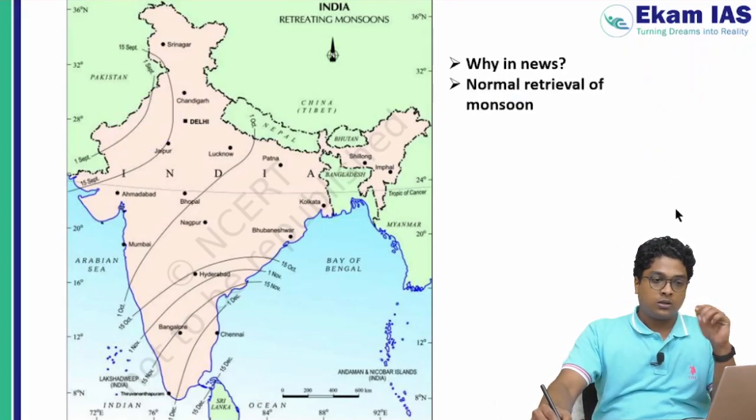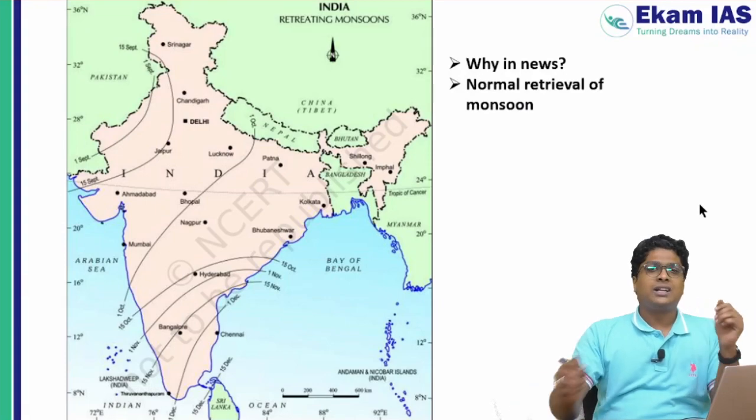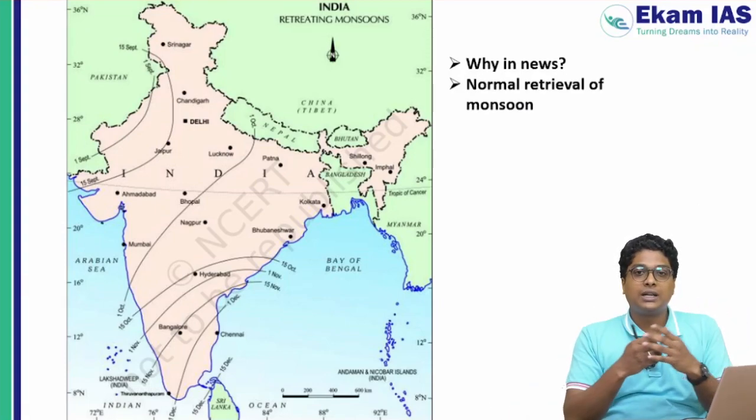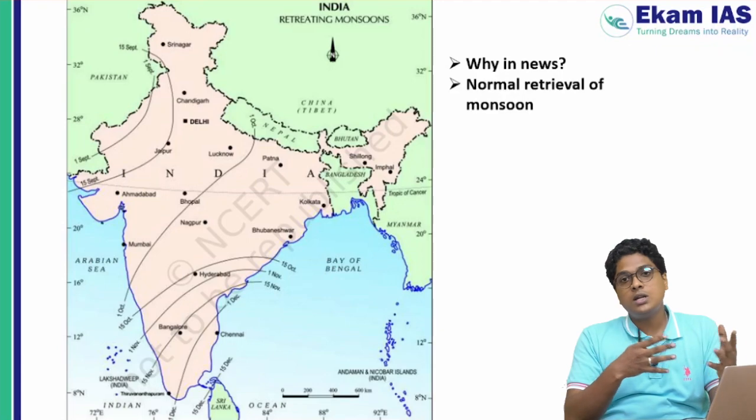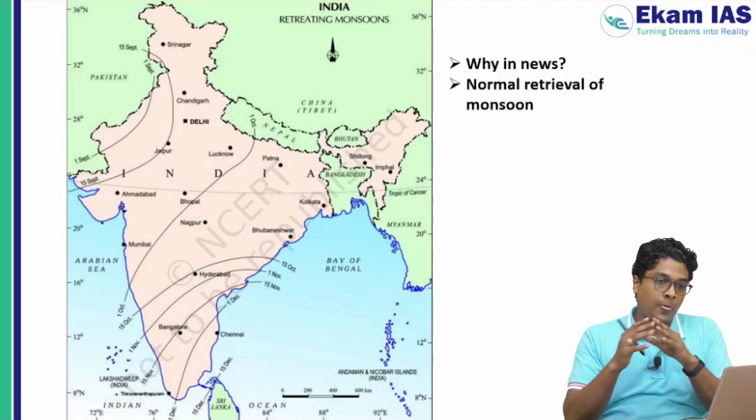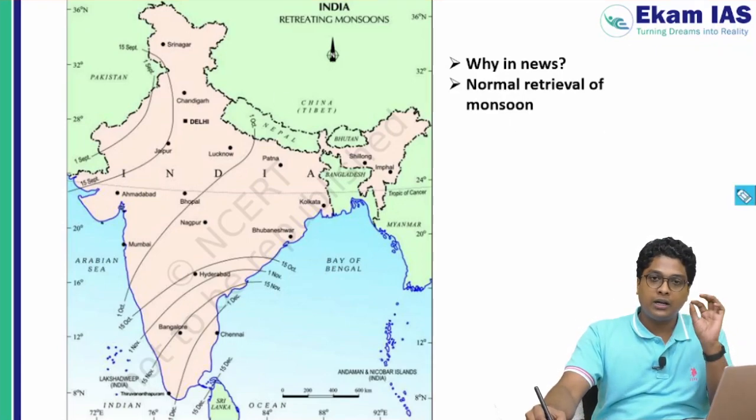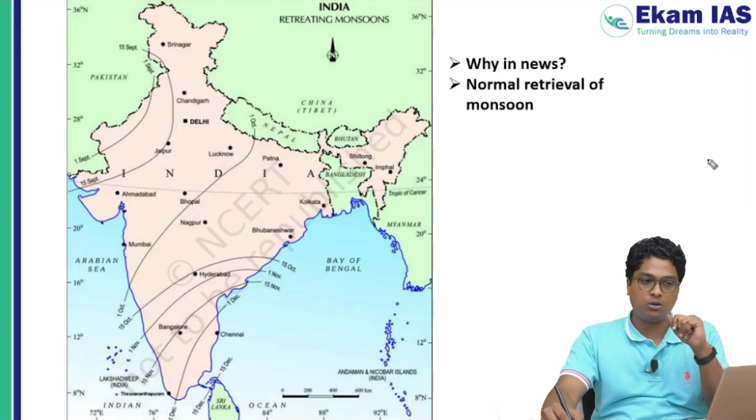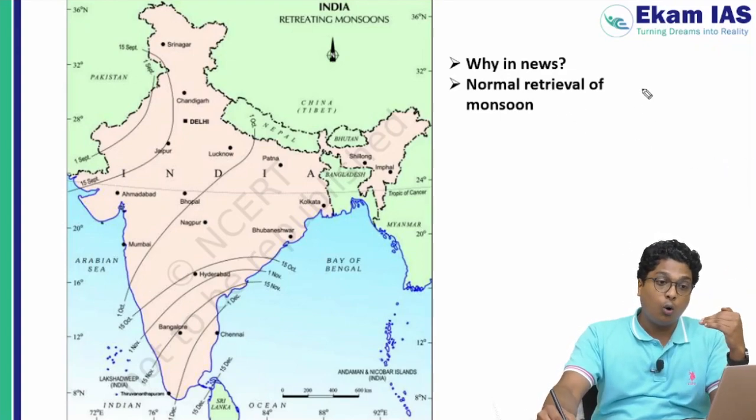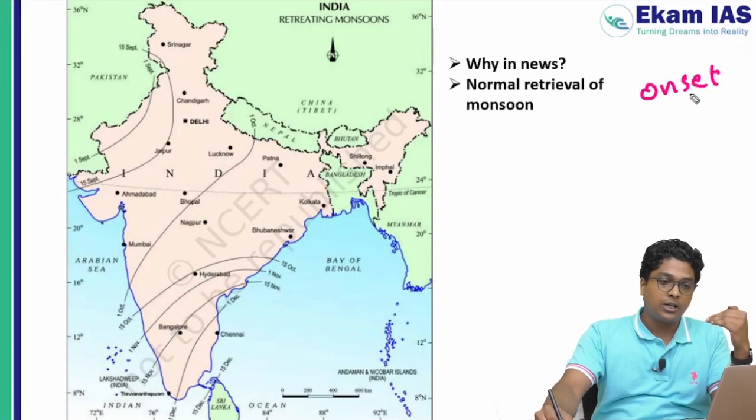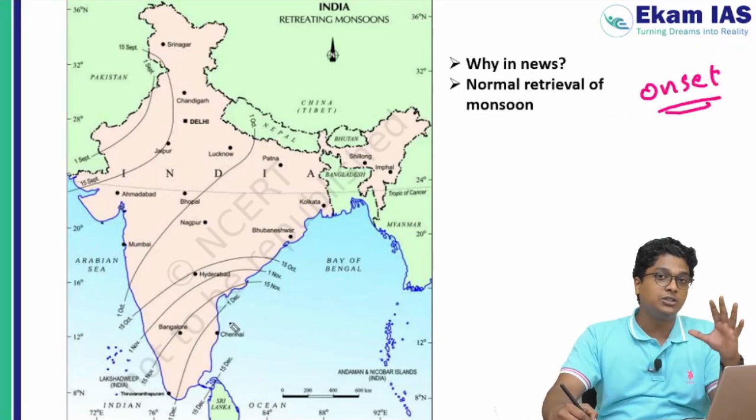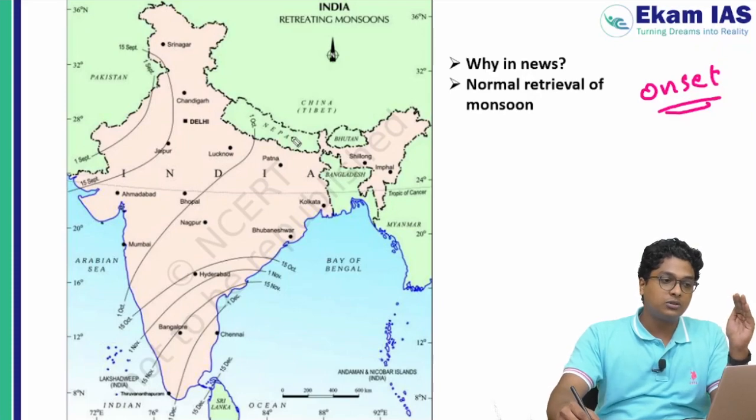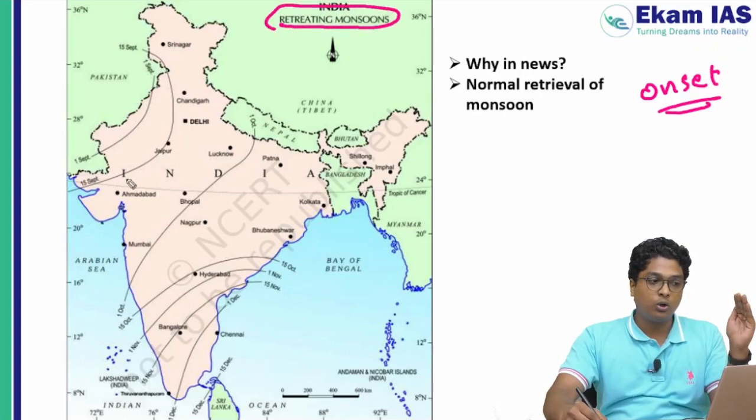Now, the normal retreat of the monsoon. Let's talk about the process of the normal retreat, and then we will go to the different aspects of this topic. When it comes to the monsoon climate, let's begin with the beginning of the monsoon, not the retreat. Let's begin with the onset of the monsoon. So I'll use this map to explain in general what the onset of monsoon is. This is actually an exact map for the retreating monsoon, so don't look at the dates given here as of now.